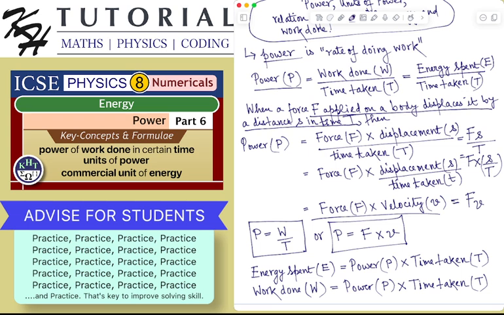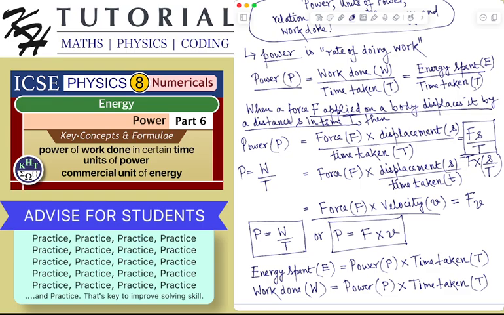So these are two forms of the formula of power. The fundamental formula is power is equal to W by T, work done divided by time taken to do the work. Another form is, if you know individually the force which was applied on a body and the displacement of the body in the direction of the force, then the formula of power will be F into S, force multiplied by distance divided by time.